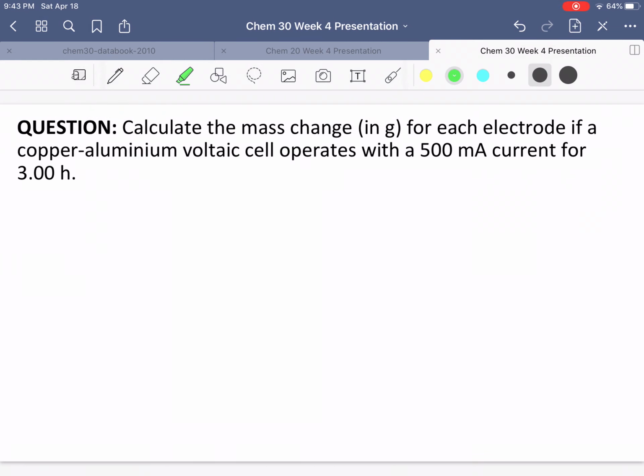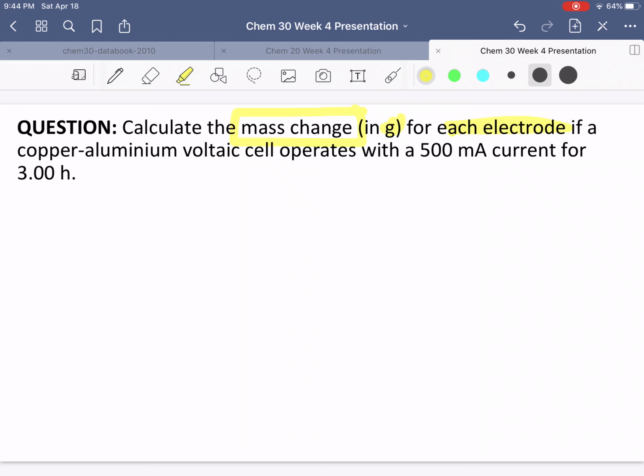Check out this one. This one puts a little bit of a different spin. We're looking for not the final mass or the initial mass, but the actual mass change. And I want you to do it in terms of grams. And we're going to do that for each electrode. By each electrode, I mean, hey, how is the cathode going to change? And hey, how is the anode going to change? It's very specific here.